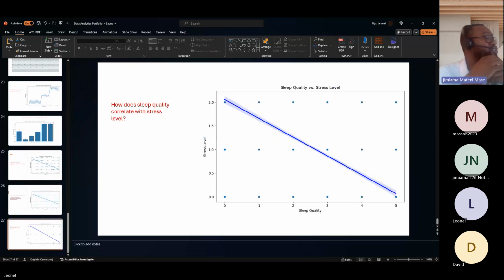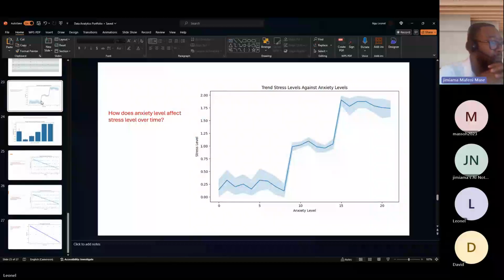Okay. So Lionel, just going up, if you go up to the first insight of the stress level, yeah. So the first thing about this plot is, everything you've said is really good. And obviously it shows that you have actually gone through most of the material. But the first thing I would like to say about your business question in this plot is, for example, you've said, how does anxiety level affect stress level over time?